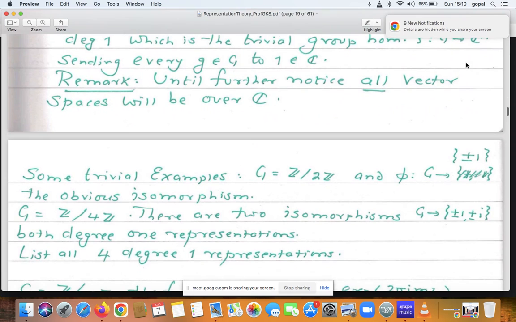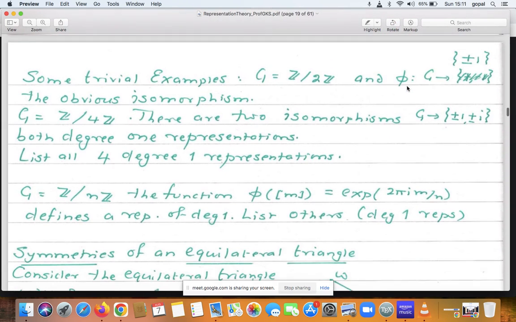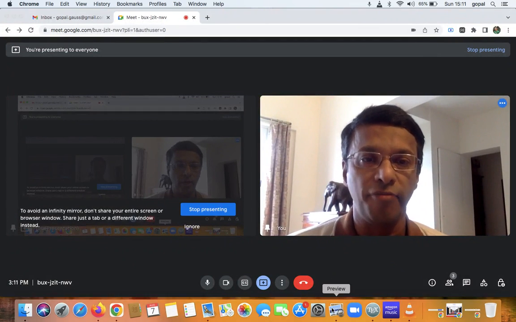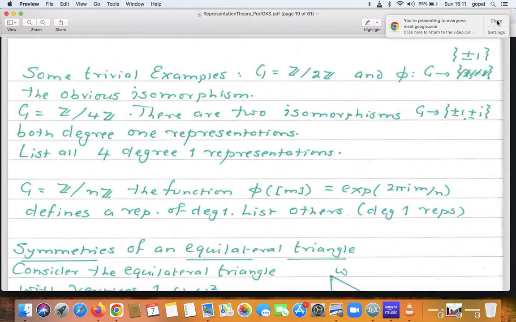So all vector spaces in this course will be over the complex field. Occasionally, very rarely, we'll be looking at the real field, and that's about it. We shall never be looking at finite fields and fields of characteristic p and such in this course.